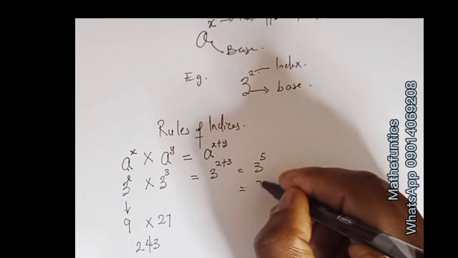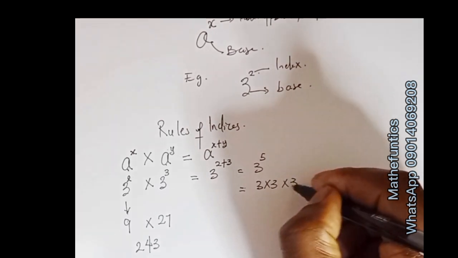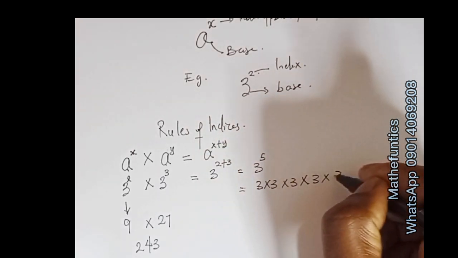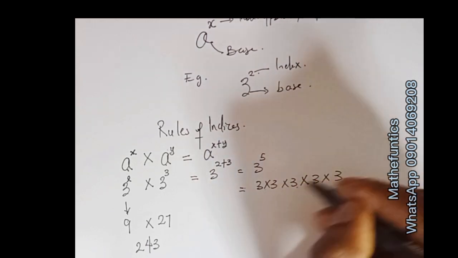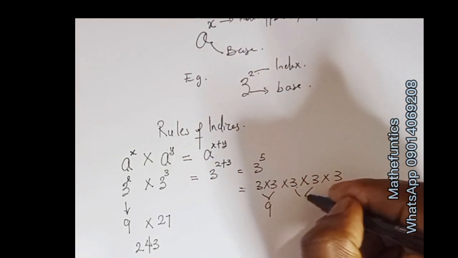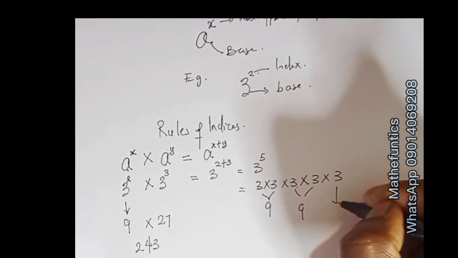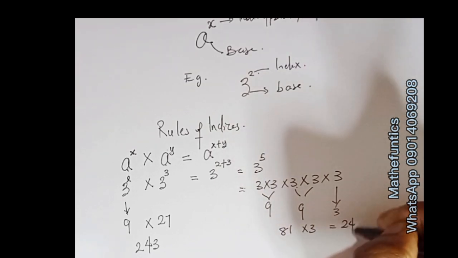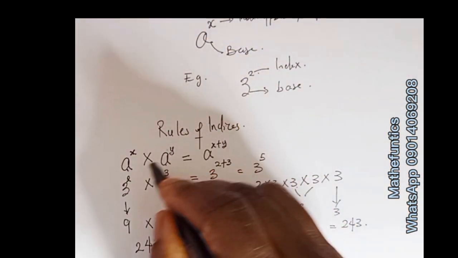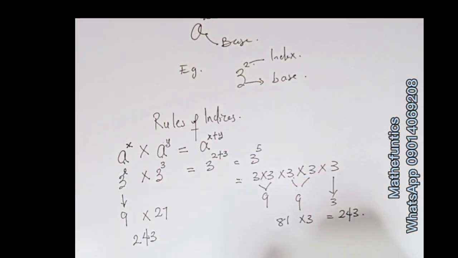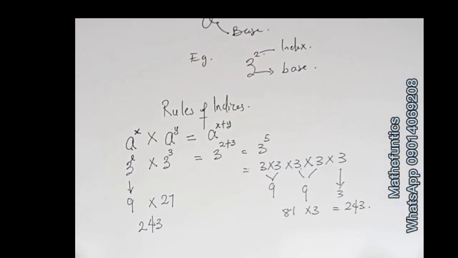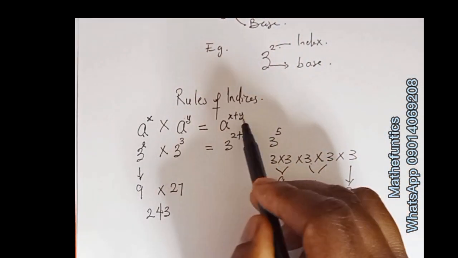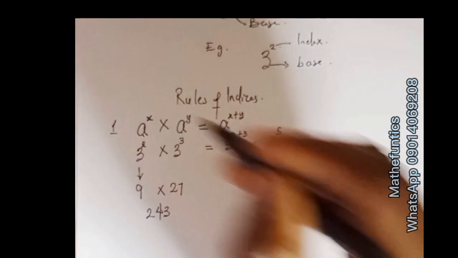If I multiply this, 3 times 3 times 3 times 3 times 3, that is 1, 2, 3, 4, 5. This will give me 9. This is another 9. Then times 3. This is 81 times 3, which is 243. So it is safe to say that a raised to power x multiplied by a raised to power y is equals to a raised to power x plus y. So let's call that the first one.